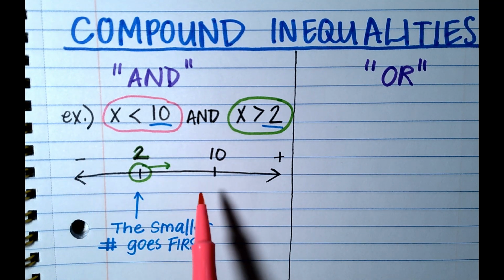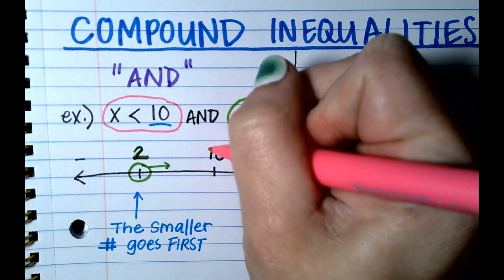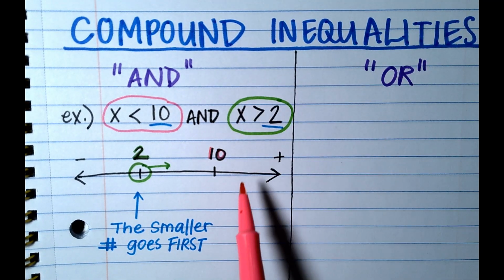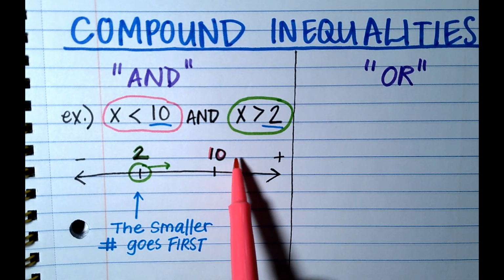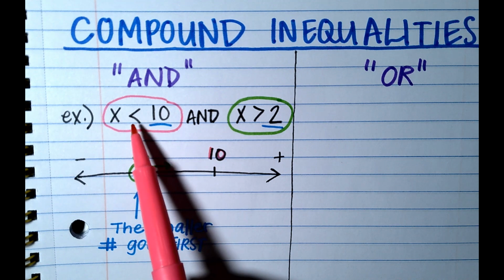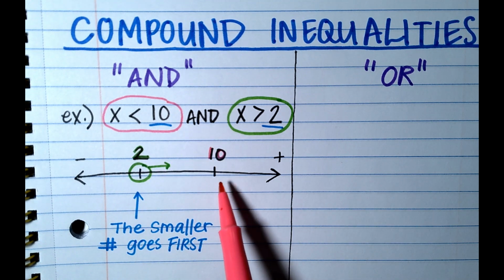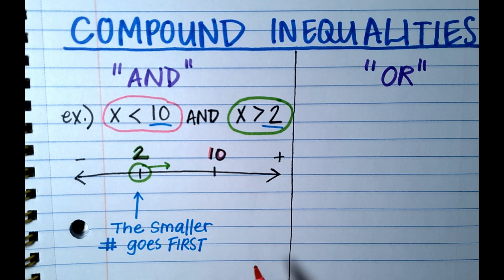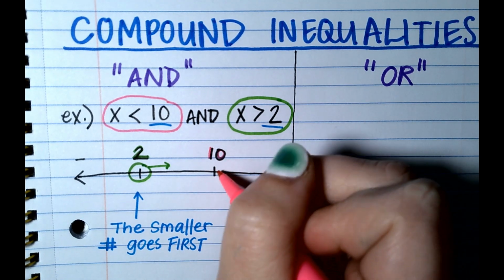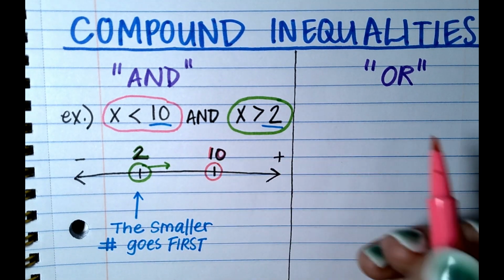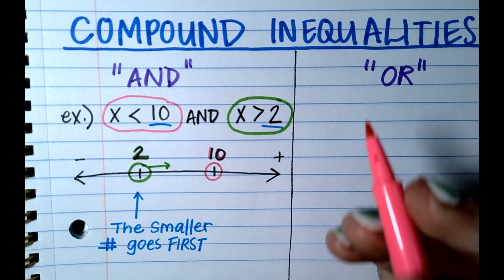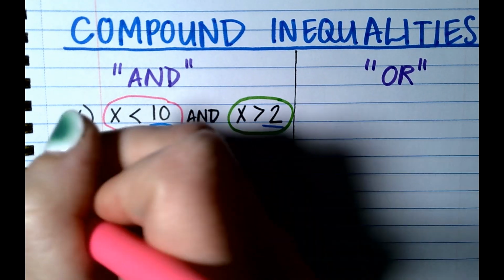So now we're going to look at our next number, which is 10. And x is less than 10. Good. So what should I do for my circle? Open it or close it? Open circle. And which direction would I shade? To the left. To the less.